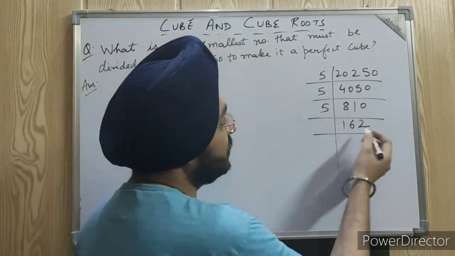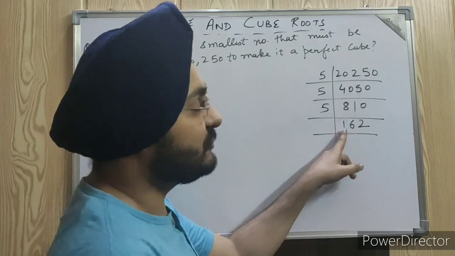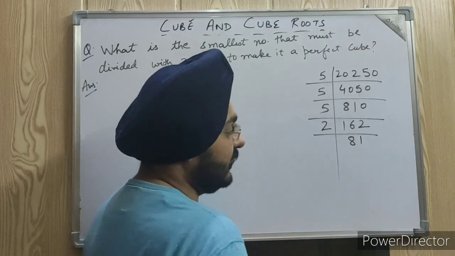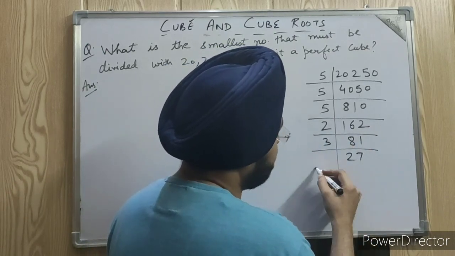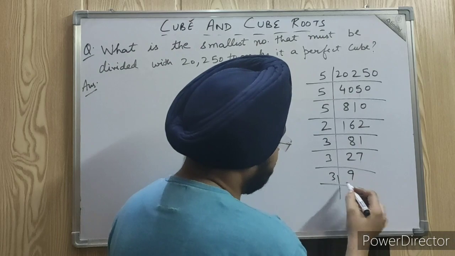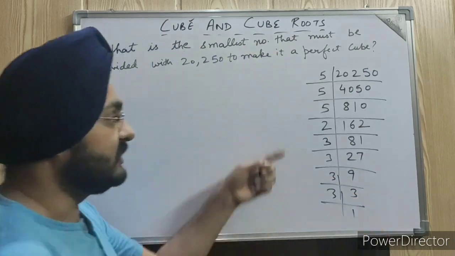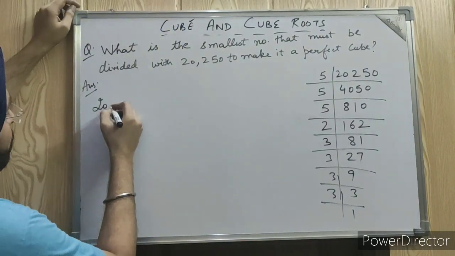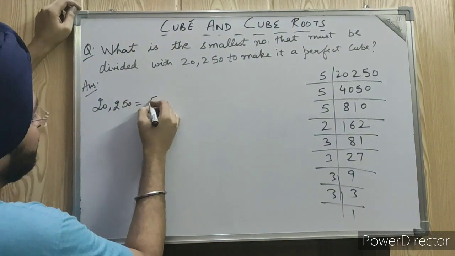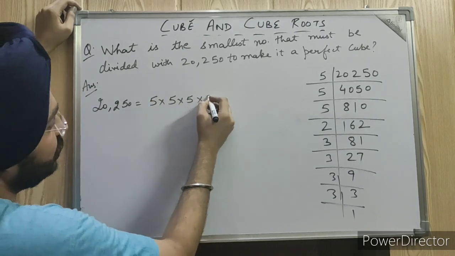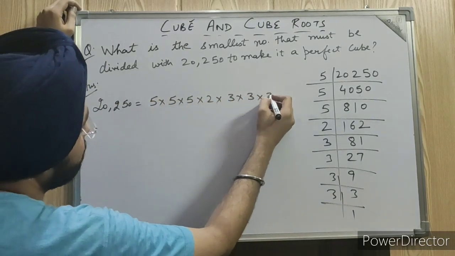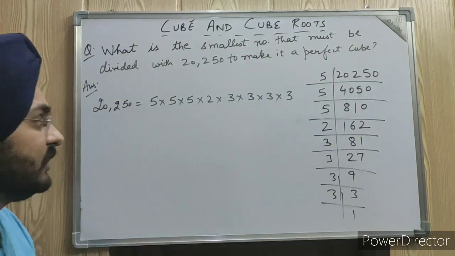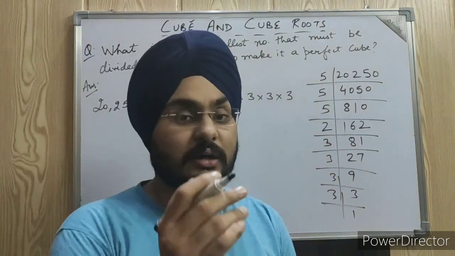Next, now you can go with either 2, since 2 plus 6 8 plus 1 9, either you can go with 2 or with 3. Okay, I'm going with 2 now. So 281. Now we can go with 3 27, 3 9, 3 3, and 3 1. So this is the prime factorization of this 20,250. Okay. So I'll be writing these numbers now. So 3 5s, 1 2, and 4 3s. So in this way I have to write the prime factorization of 20,250.